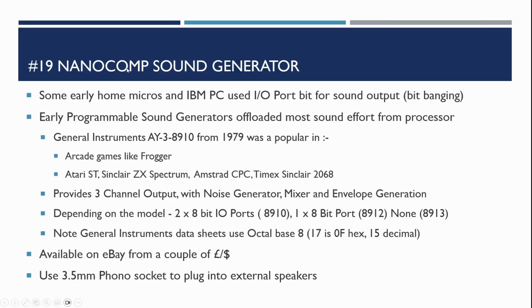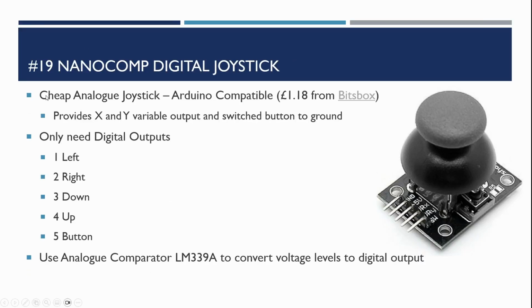So let's have a look at the joystick. This is just a cheap analog joystick, Arduino compatible. Cost about £1.18 from Bitsbox, which is where I get some of my smaller components. It's just local, so I can just go and collect stuff. No need to wait for the post. And you can see that it's got 5 pins: ground plus 5 volts. There's an X and a Y and a switch.